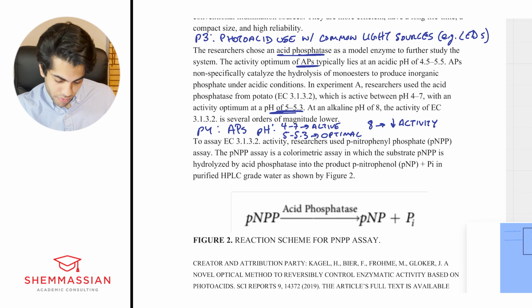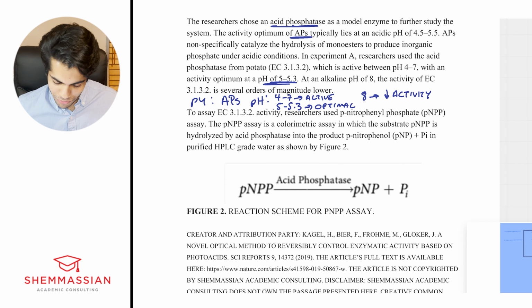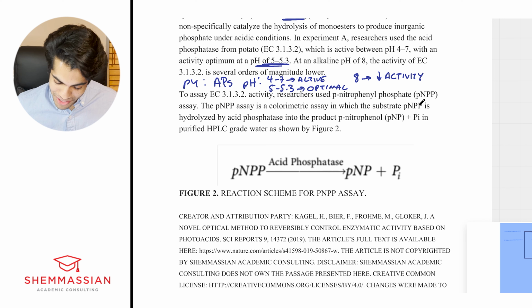All right, I think we're down to our final paragraph now. So to assay EC 3.1.3.2, that's starting to become quite a mouthful, but activity, researchers use p-nitrophenol phosphate (PNPP) assay. So the PNPP assay is a colorimetric assay in which the substrate PNPP is hydrolyzed by acid phosphatase into the product p-nitrophenol (PNP) plus this inorganic phosphate in purified HPLC grade water as shown in figure 2.